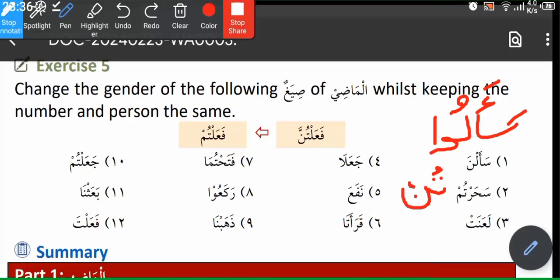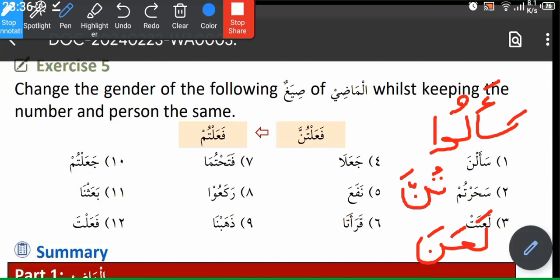Sahartunna. Good. And what about la'ana? La'anat. Sorry, not la'anat, la'ana. Good. The first siga, number 1, la'ana. Very good. Okay, so next one is ja'ala.